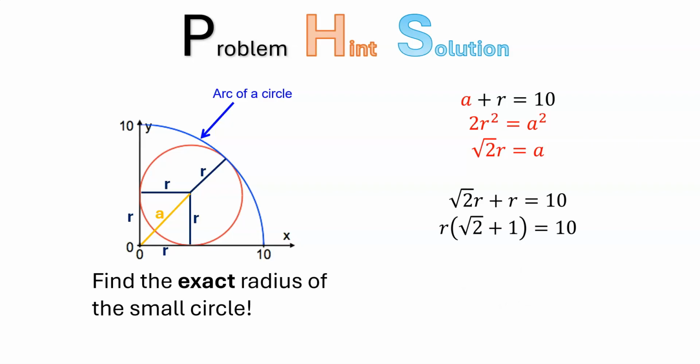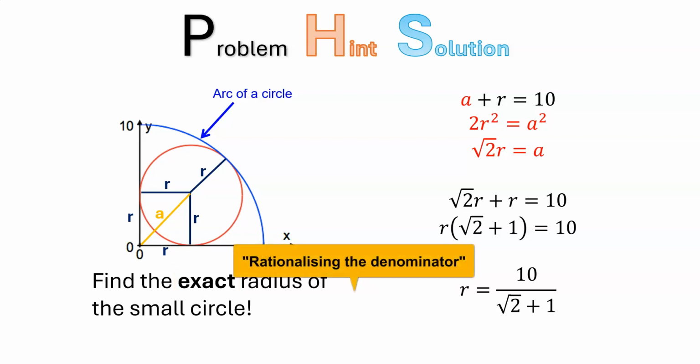To solve for r, I just need to divide by this bracket to give me r equals 10 divided by root 2 plus 1. I'm not going to type this in the calculator to give me a decimal because the question asked me for an exact radius. So this is an exact radius of the small circle.